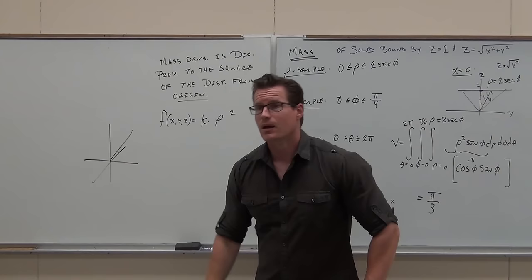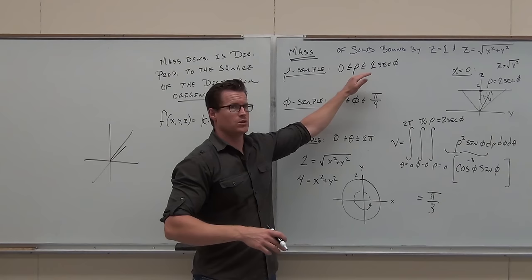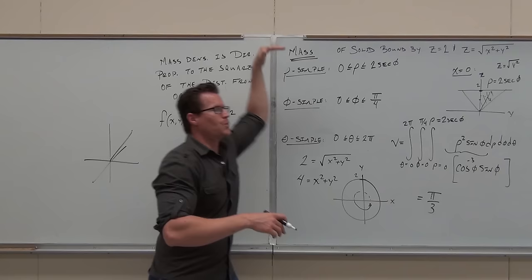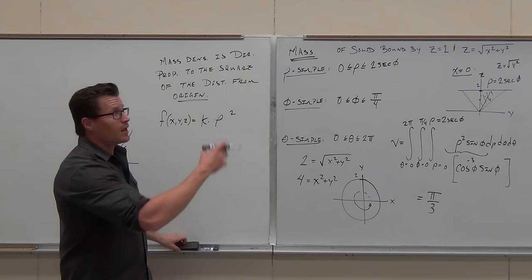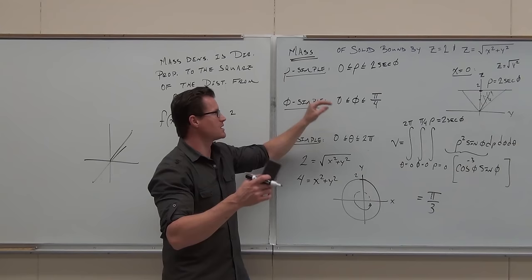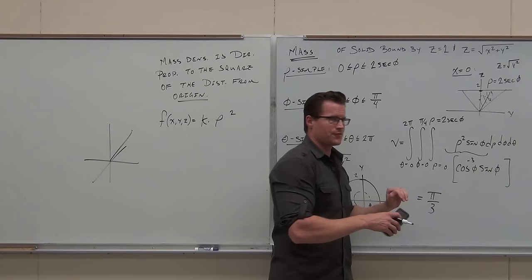So if I want to change this, does the region change? No. If I'm trying to find the mass of that solid, the region's the same. It's just the mass density function. So let's change this just a little bit. I'd still do the same thing. I'd still have two secant theta. I'd still have all of this stuff. In fact, I'd still almost do it exactly the same way.